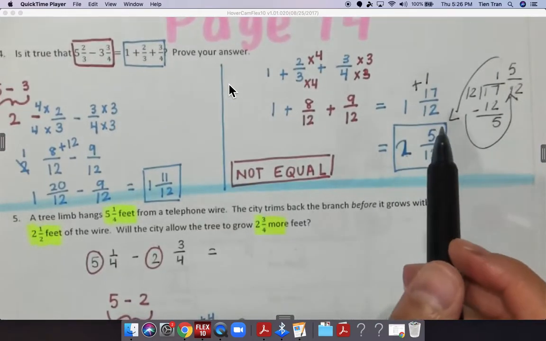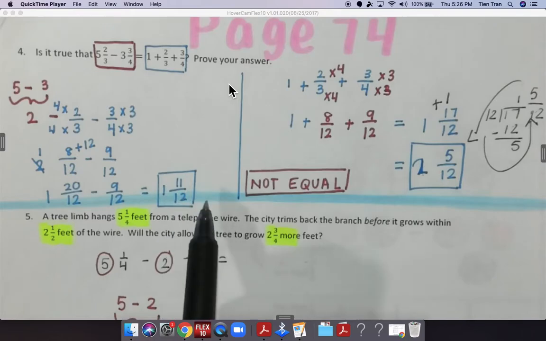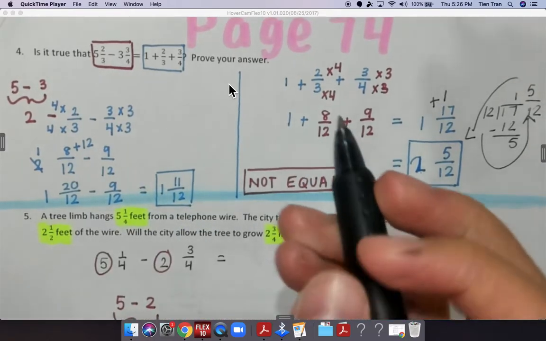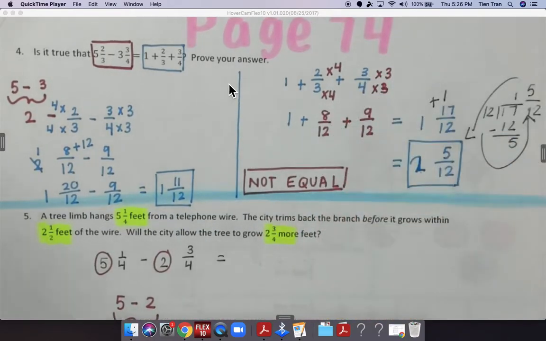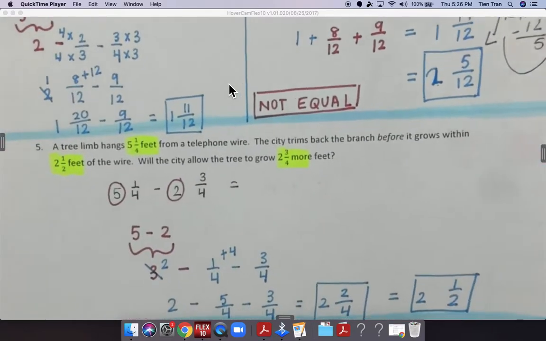So I have 2 and 5/12, and 1 and 11/12. They are not equal to each other. So just so you guys know, not equal. So that's how we proved our answer.